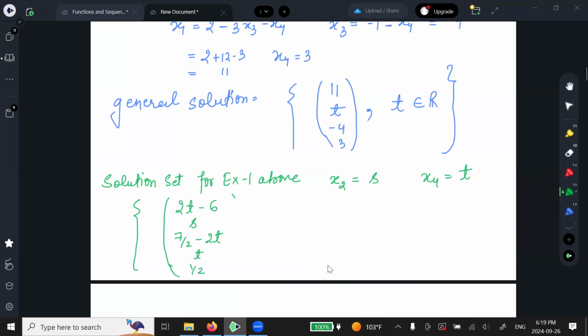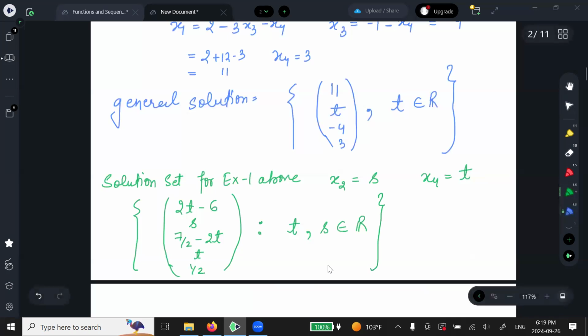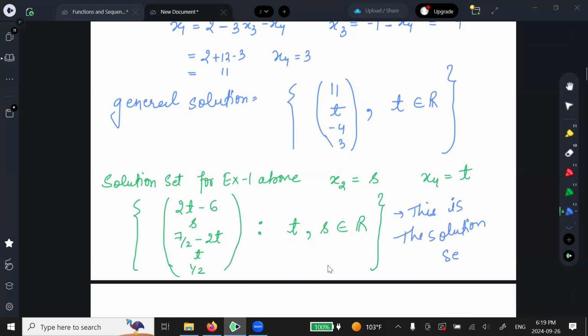So maybe just practice this. This looks more like something that you can get in exam. S, T belongs to R. This is a solution set. Good. As long as you can turn your reduced matrix into a system of equations and figure out your free variables and express every other variable in terms of the parameters, you should be good.